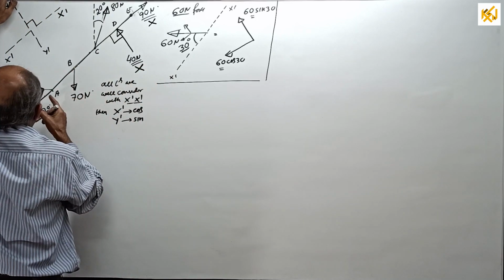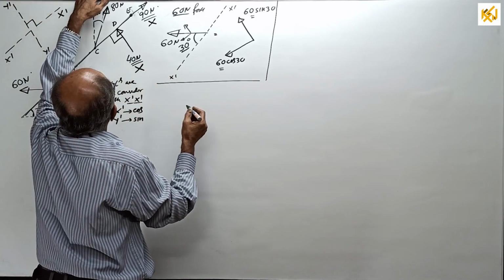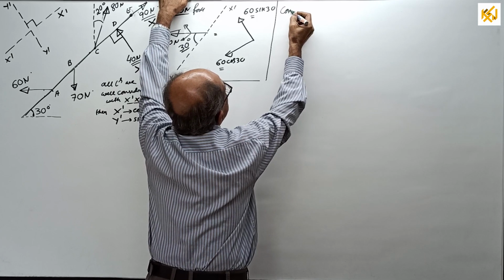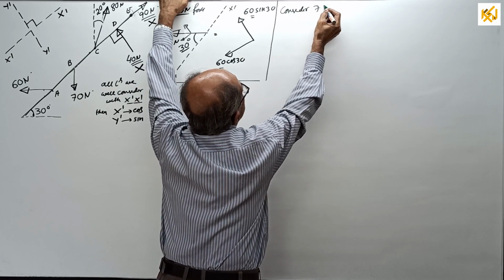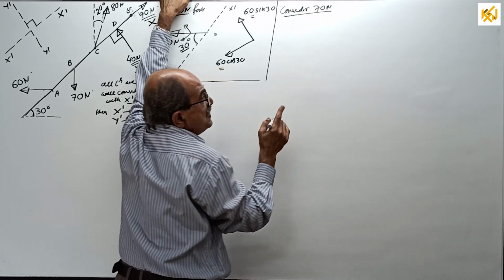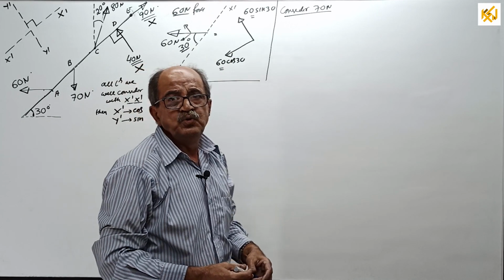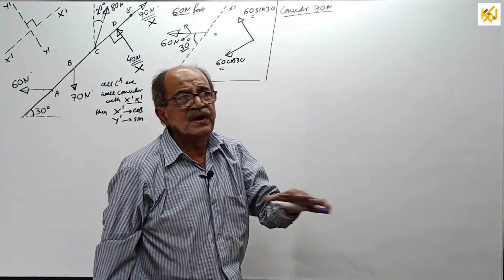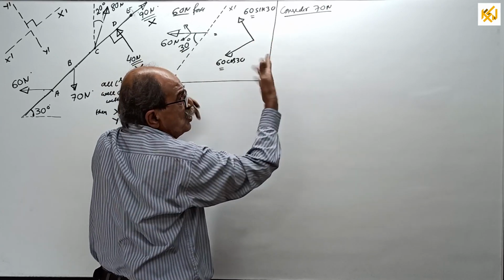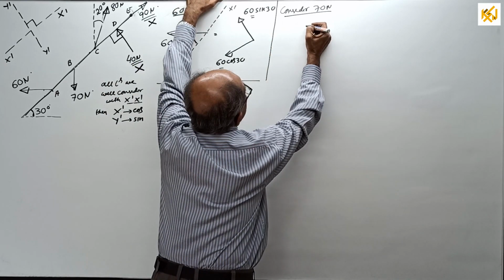Next, I will come to 70 Newton. Consider 70 Newton. I already told you, if it is a resolution along our usual x and y, that is horizontal and vertical, these 60 and 70 need no resolution. See, 70 is vertically down.